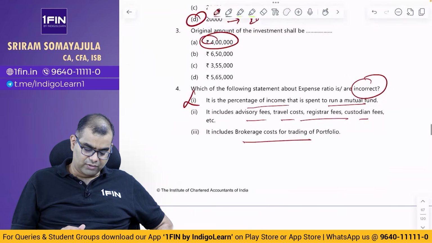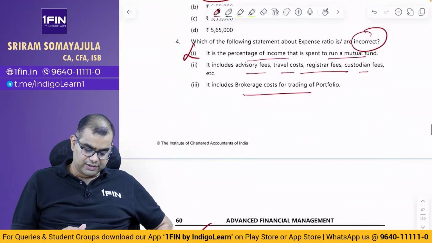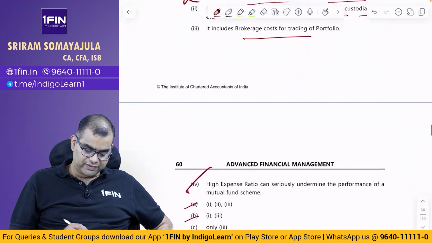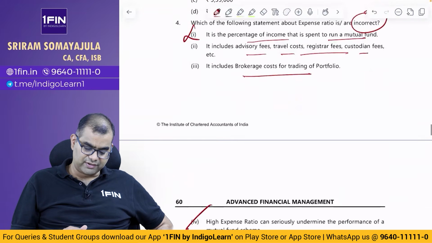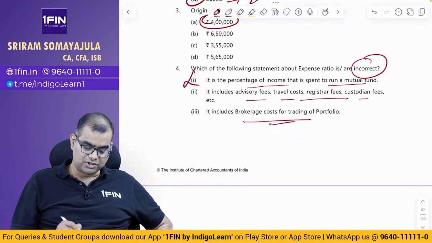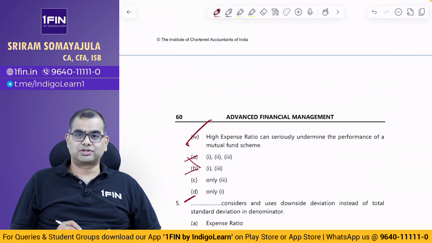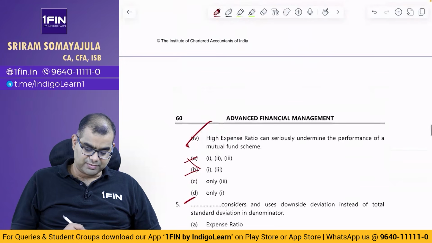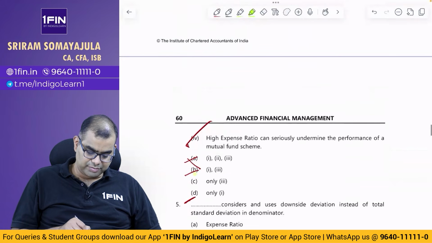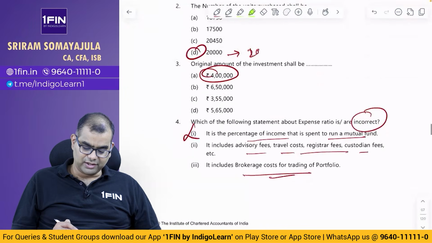Now, what is A? It is percentage of income, okay. Then, what is number 3? It includes brokerage. See, it is definitely not this, because it includes advisory fee, travel costs, registrar, custodian fees. So, it is either B or D. Now, the question is, does it include brokerage costs or not? You will know this only if you have studied the material. It does not include brokerage cost, it is only other expenses. So, answer is B because brokerage costs are not included and it is not a percentage of income.